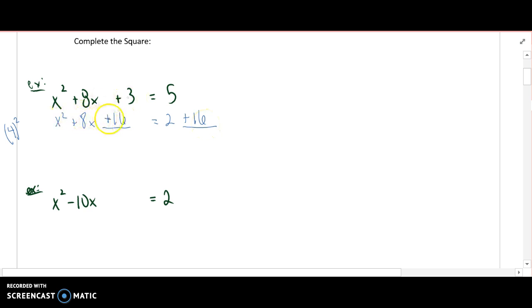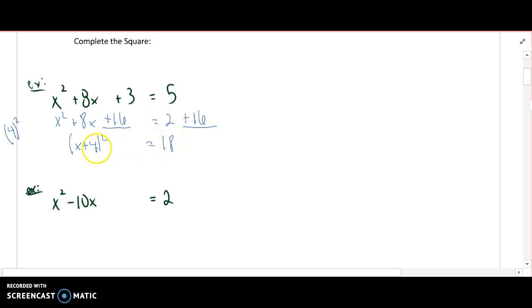Now to look at these 3 terms on the left, I'm looking to factor them. What 2 numbers multiply to 16 and add to 8? It's no coincidence that those numbers are 4 and 4. 4 times 4 is 16, 4 plus 4 is 8. It is the half number that we wrote over here, so it factors as x plus 4 squared. On the right, we add the 2 plus the 16 to make 18.